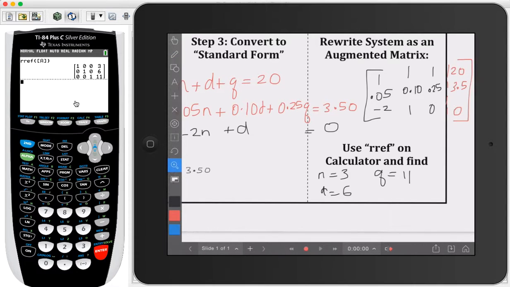And this is how you use REF to calculate a problem like this.